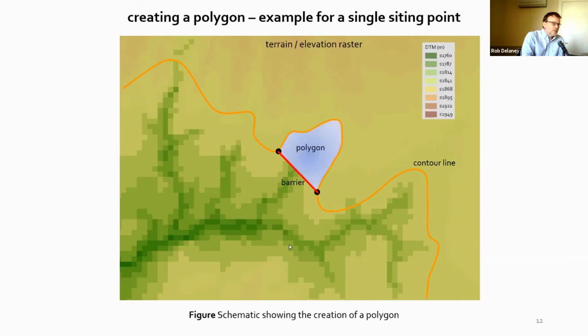And then we can create a polygon by intersecting the barrier with the contour line. And then with that polygon, we can calculate the volume because we know the elevation below the polygon.